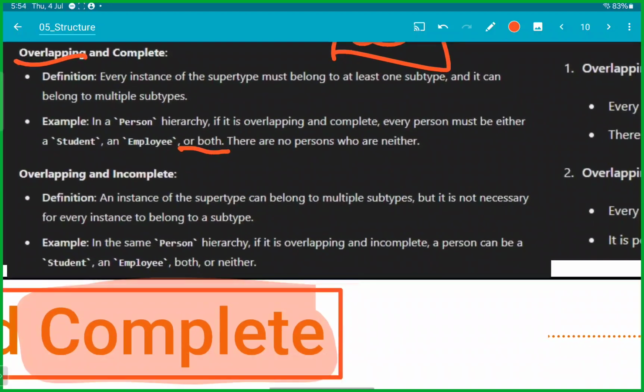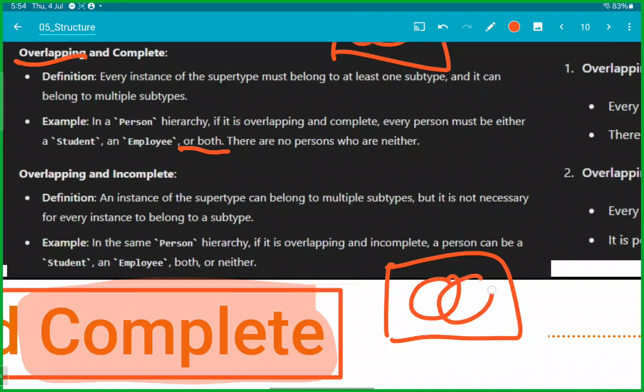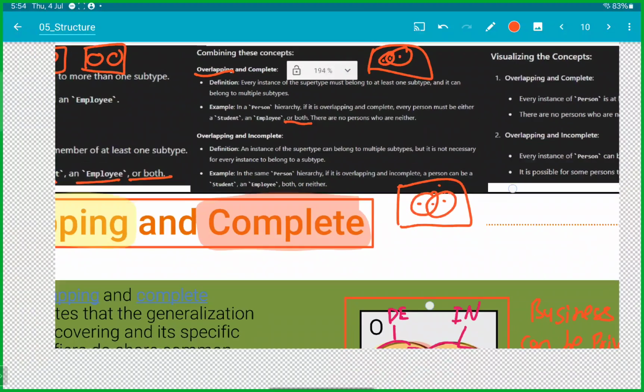And then overlapping and incomplete would be, for example, in the same person hierarchy, overlapping and incomplete. A person can be student and employee both or neither. So it means like this. Like this, it's either student and employee, both or neither. So it's on the outside. So that's what it means.